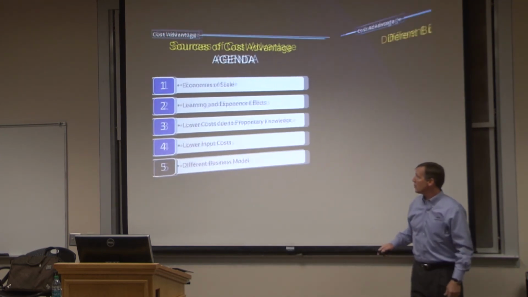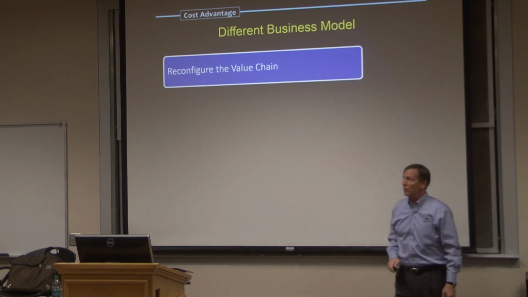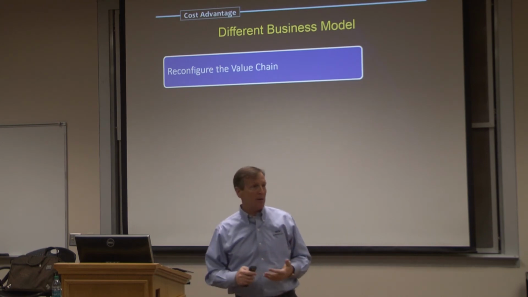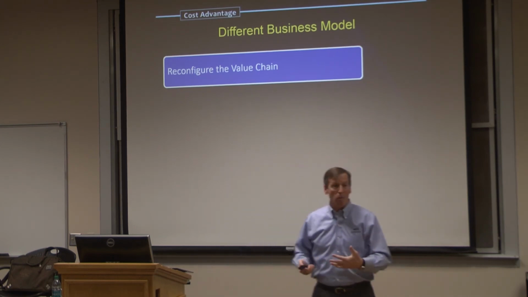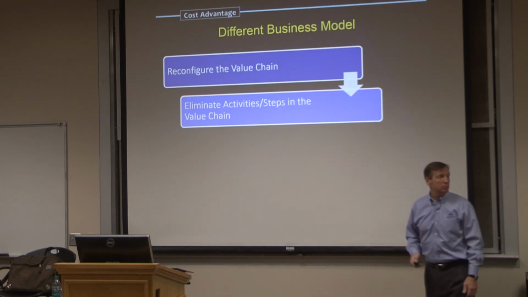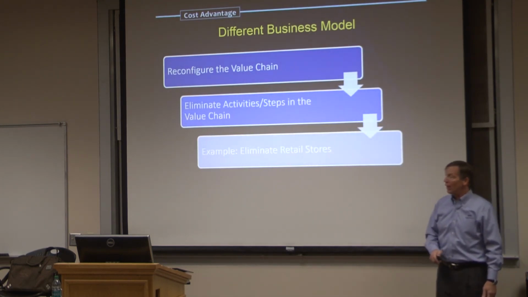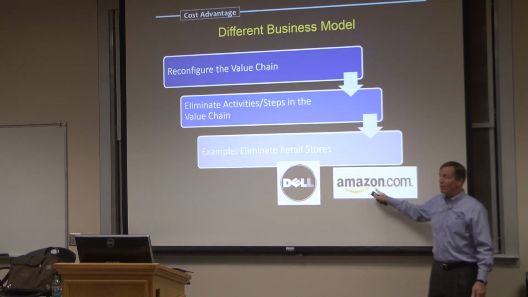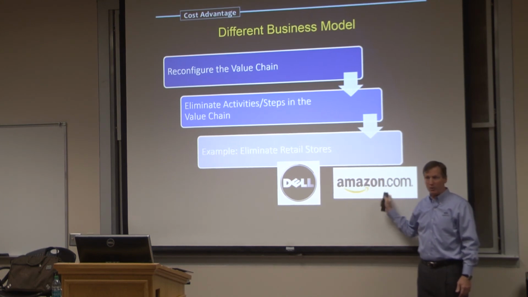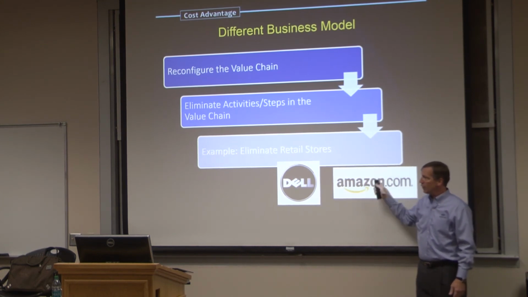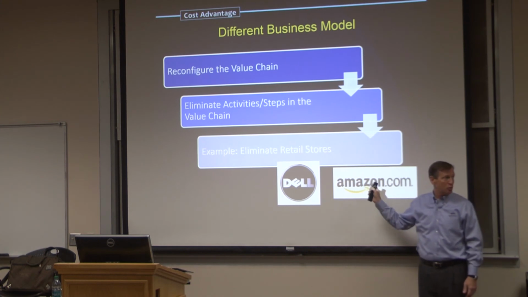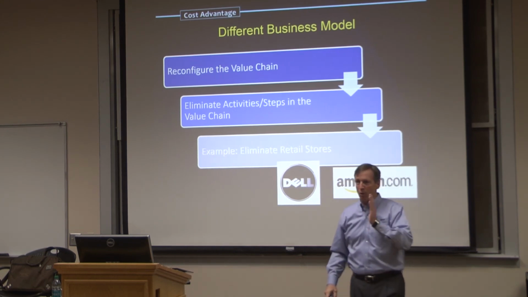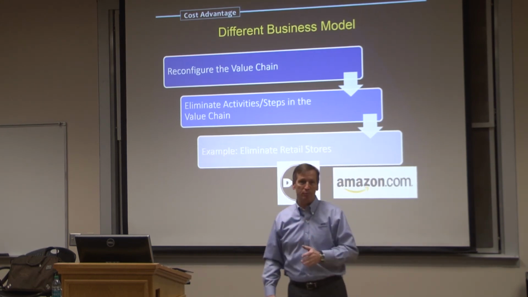Finally, different business model. We'll talk more about business models later in the semester, and really innovative strategies built on different business models, which are different activity sets. But it could be you reconfigure the value chain. It's often to eliminate activities or steps in the value chain. In some cases, it might be to eliminate stores. So if we think about Amazon versus Barnes & Noble and Borders, the way they've been successful in books, it was really a very different business model. It was selling over the internet as opposed to through stores. And Dell, for years, didn't sell through stores either. It was all, you ordered it, customized, delivered to your doorstep.